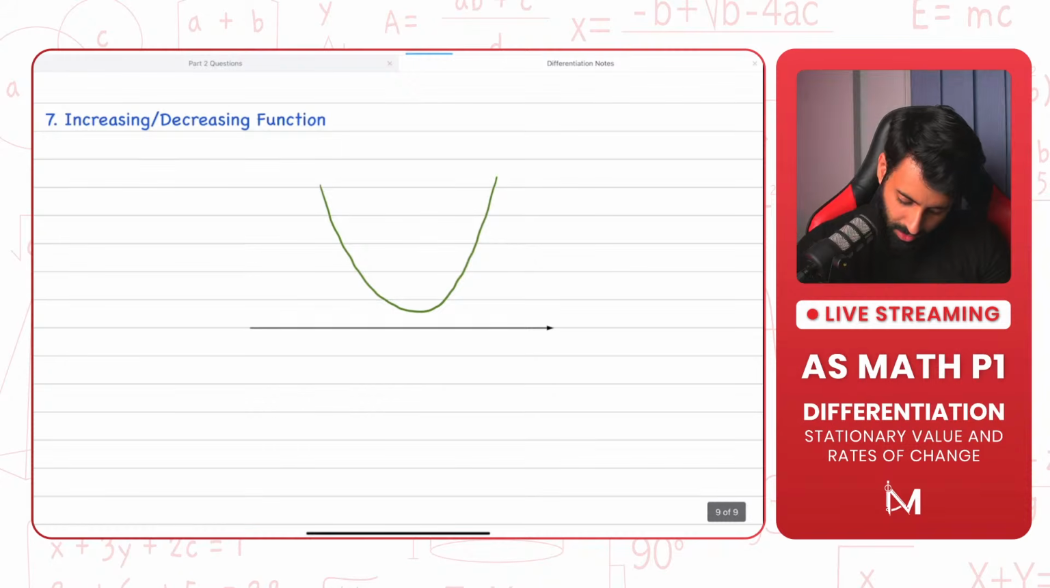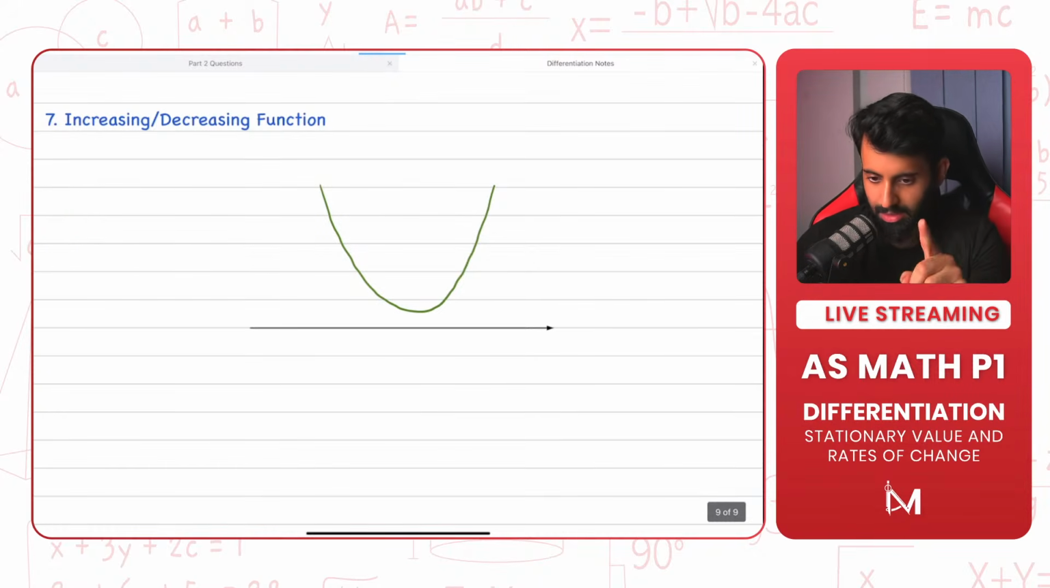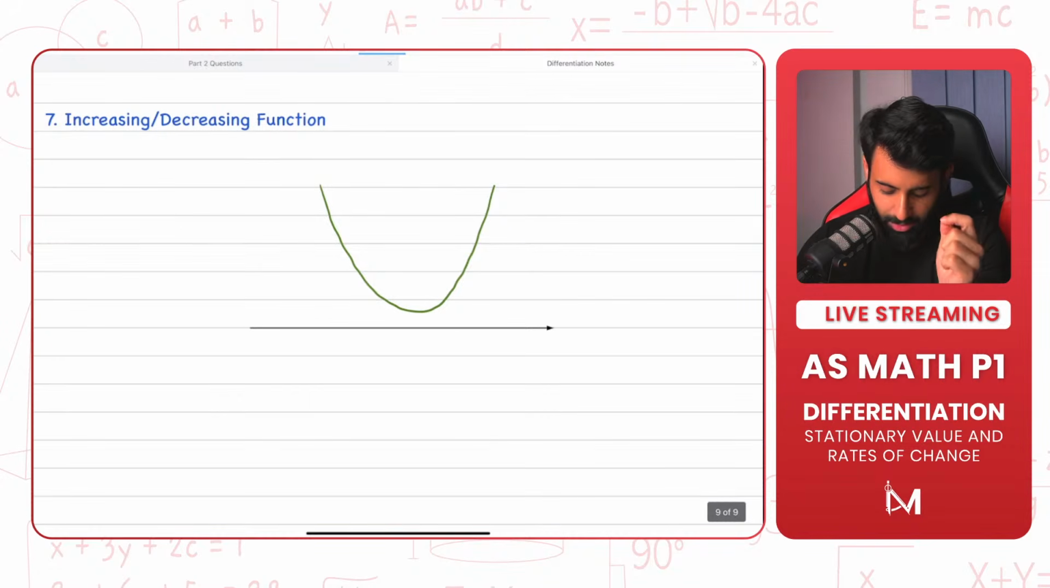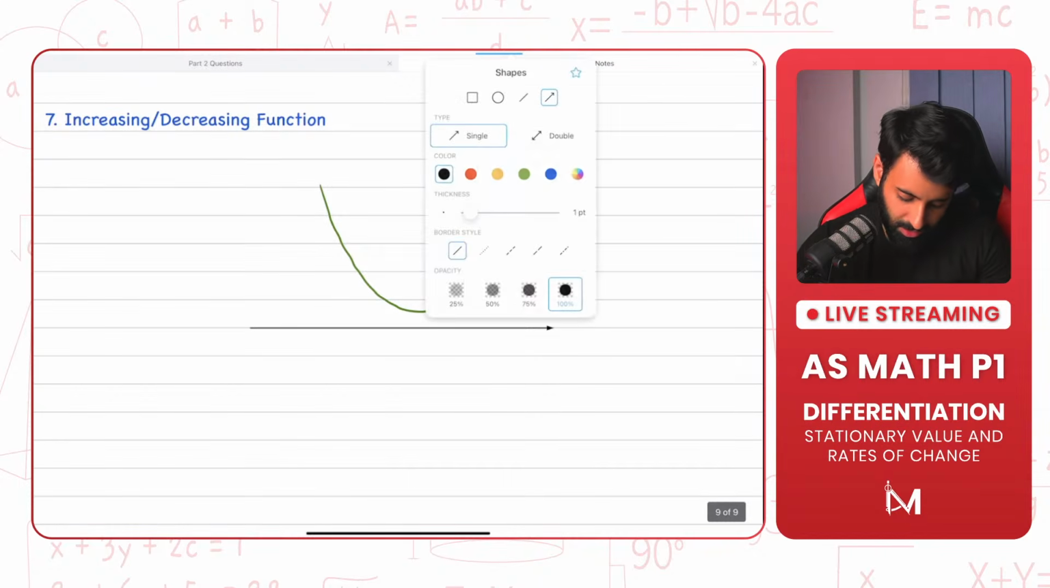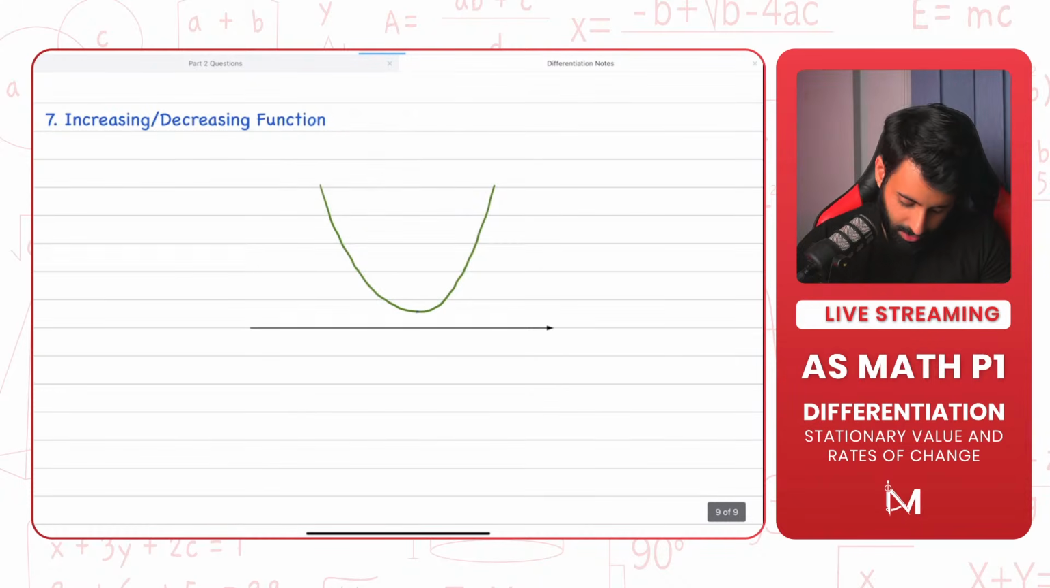Now, this curve is basically doing three things. It's increasing, it's decreasing, and it is also stationary. At a particular point it's stationary, it's increasing, and it is decreasing. The point where it's stationary is this point right here. And why is it stationary at this point? Because if you were to make a tangent over here, you would get a horizontal line. That's the reason why this curve is stationary.